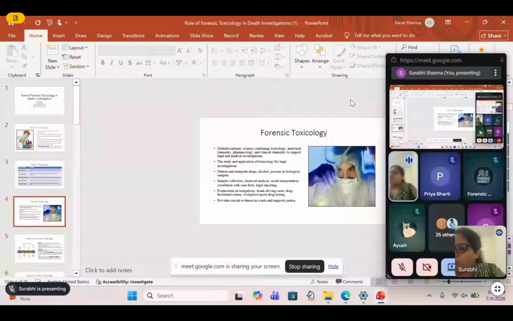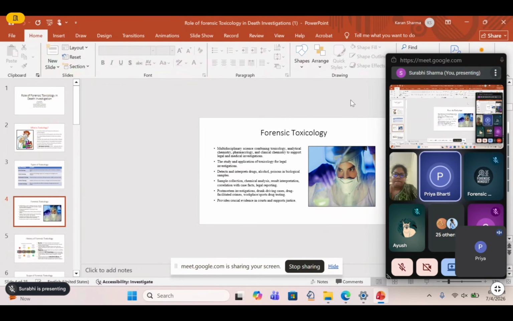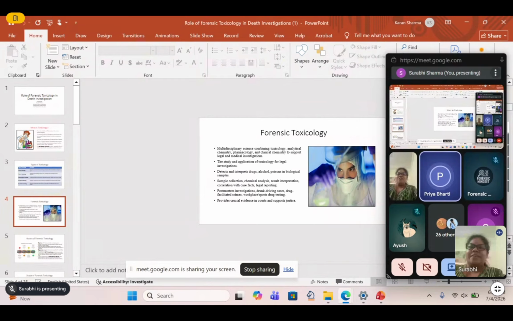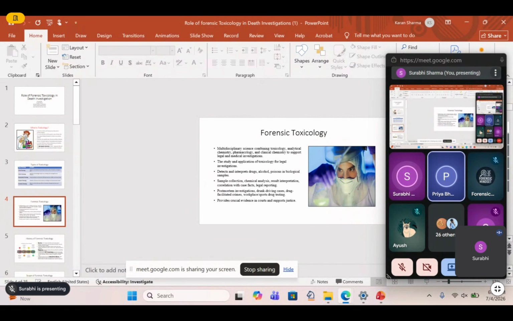Sorry for the interruption, ma'am. Some student is facing problem in Hindi, so can you continue in English? But I am saying in English only. In between, you use Hindi, ma'am, so that's why. Okay, so I was cutting it, ma'am.